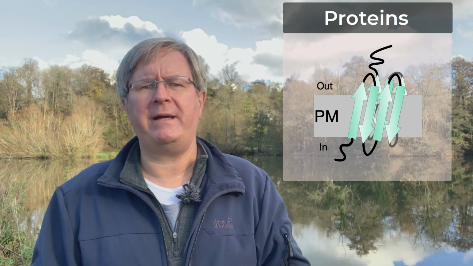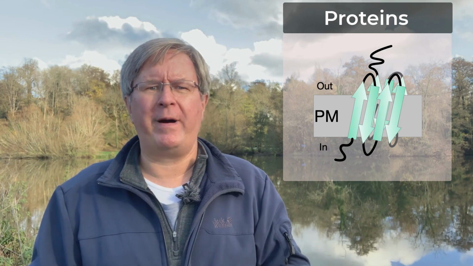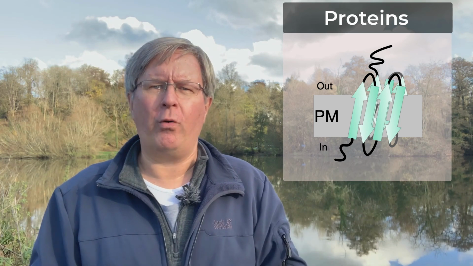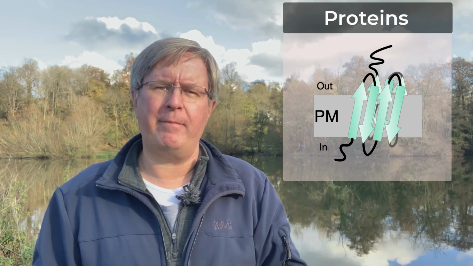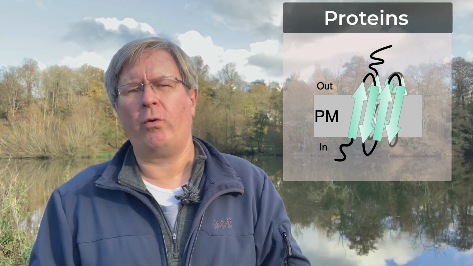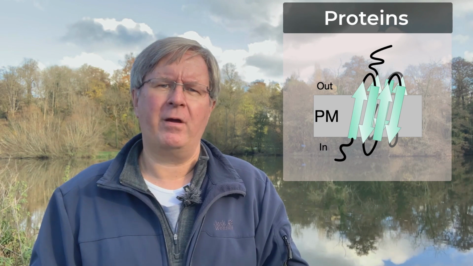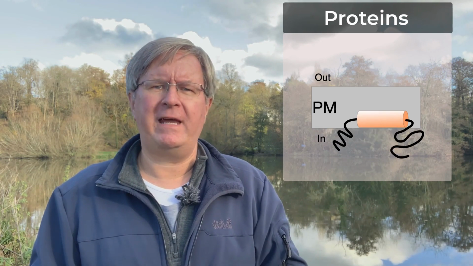3. Rolled up beta sheet proteins, also called beta barrels. In this format, the protein forms a barrel or pore using beta sheets that span the membrane. An example of this type of structure are the regulated pore or channel proteins that allow material in or out of the cell.